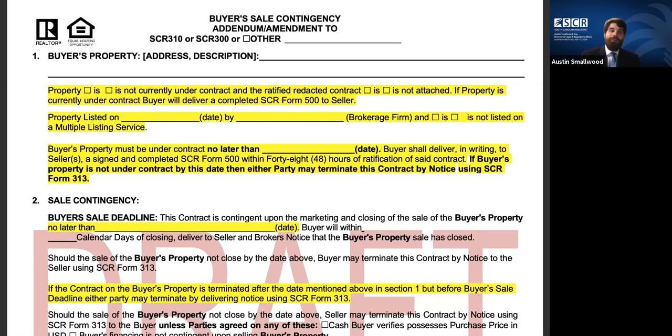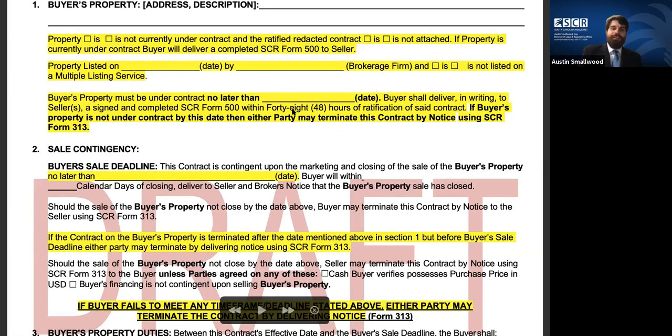We're also going to say, hey, when was the property listed? And was it listed by a brokerage firm? And is it listed on a multiple listing service? So we can kind of give the seller an idea of what efforts the buyer has taken to sell their property and how far along in the process they are.